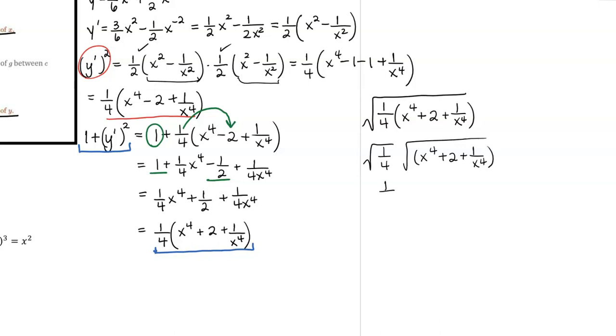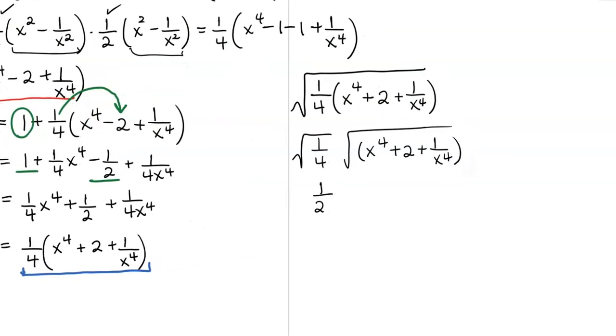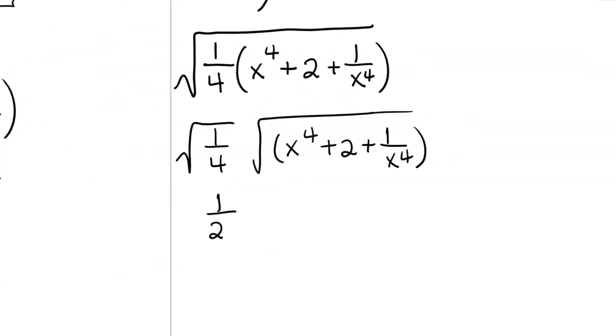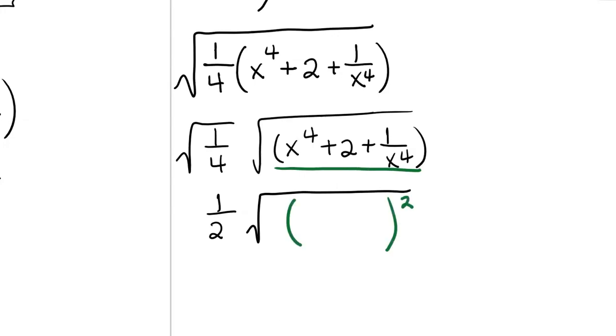Square root of 1/4 is 1/2. And this is the part where it gets a little tricky algebra-wise. Taking the square root of these 3 terms being added together. In order to do that, we need to first rewrite what's under here as something squared. And if I can rewrite what's under that square root as something squared, then it'll be very easy to take the square root because the square and the square root will cancel each other out.